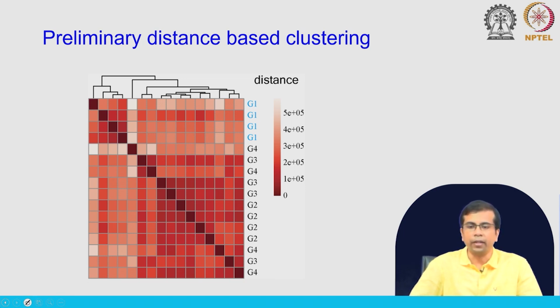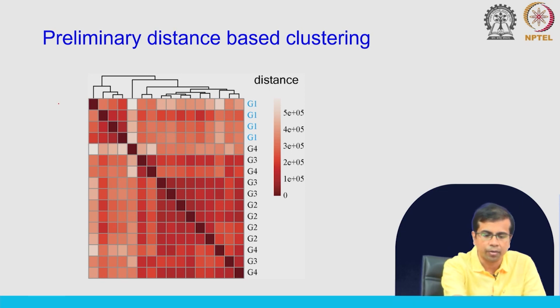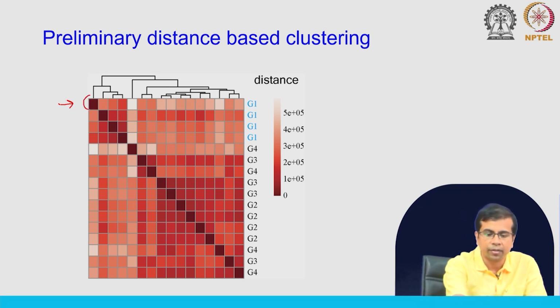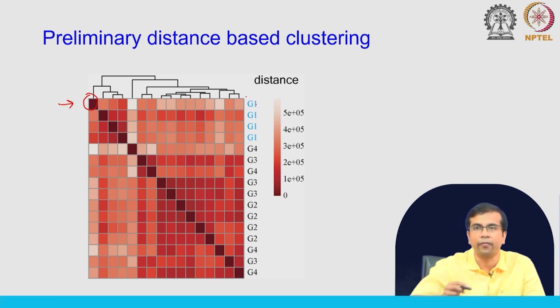So, what you see in this plot here: along the rows you have the samples, and along the columns you also have the samples. In this first matrix, this cell gives you the value of distance between this G1 replicate and itself. So, this will give you 0 distance.